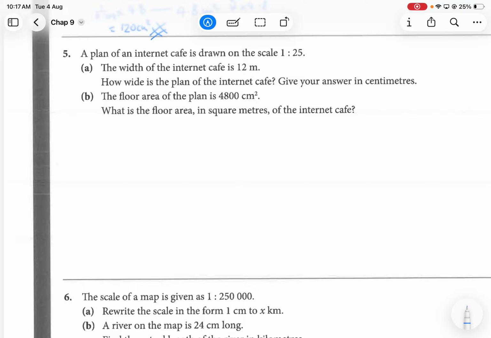Okay? Compared to your own answer, are you getting the correct answer? That means your square here, something wrong already. Did you use this one? Meter to cm to meter one. This one is easier to use.